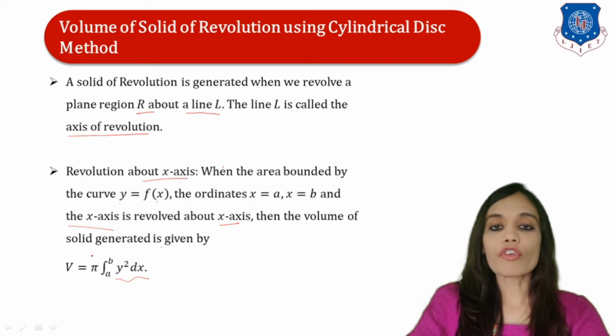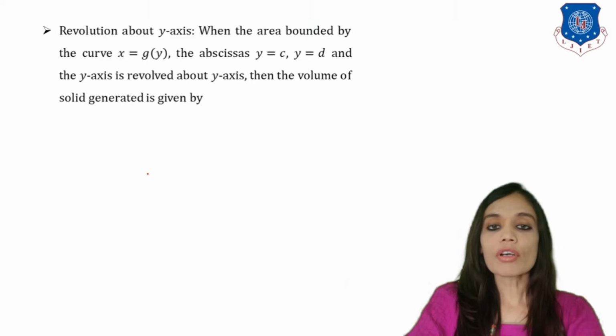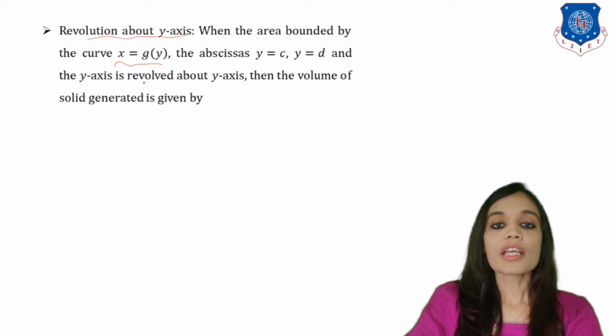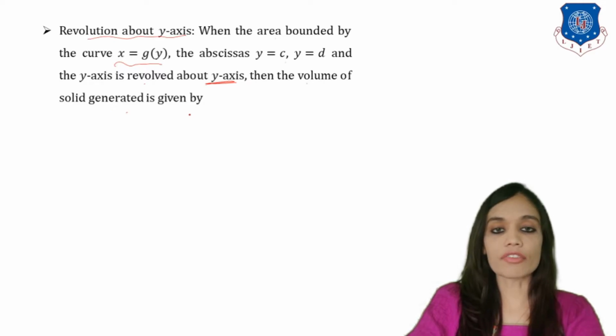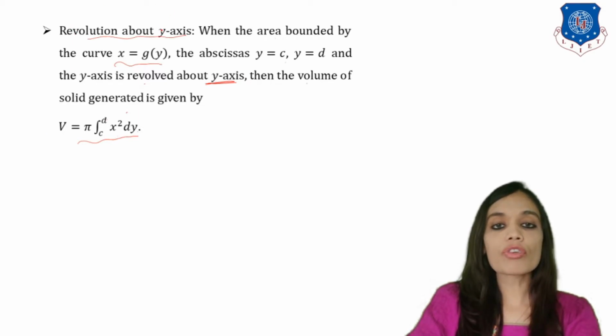So this is the formula to find the volume of the curve y equals f of x about the x-axis. Now let us study the revolution about the y-axis. When the area bounded by the curve x equals g of y, the abscissae y equals c, y equals d, and the y-axis is revolved about the y-axis, the volume of the solid generated is given by V equals pi times the integral from c to d of x square dy. So this is the formula to find the volume when it is revolved about the y-axis.